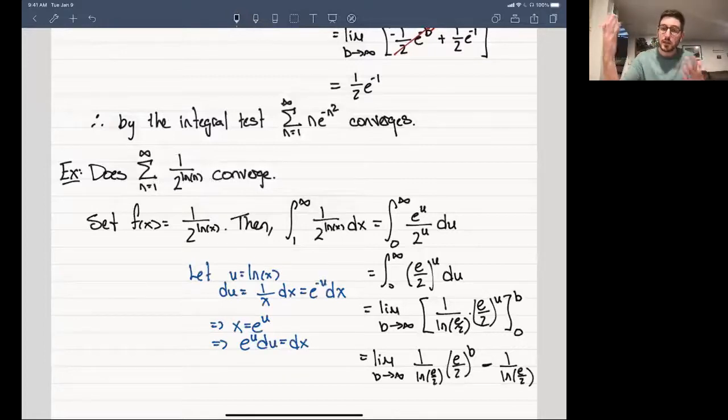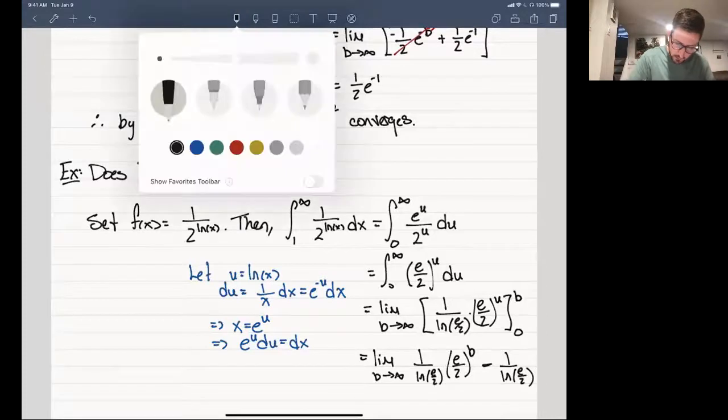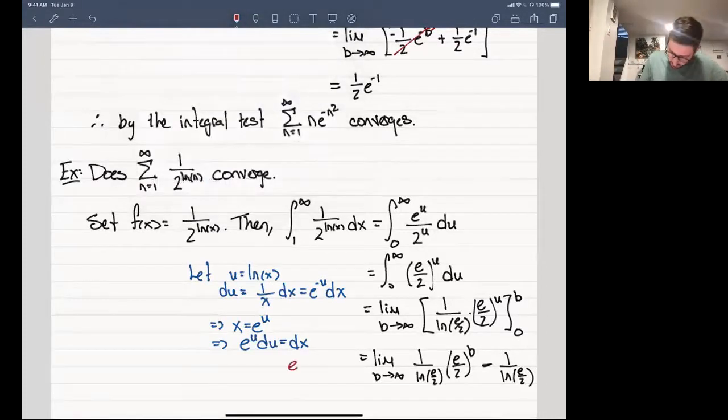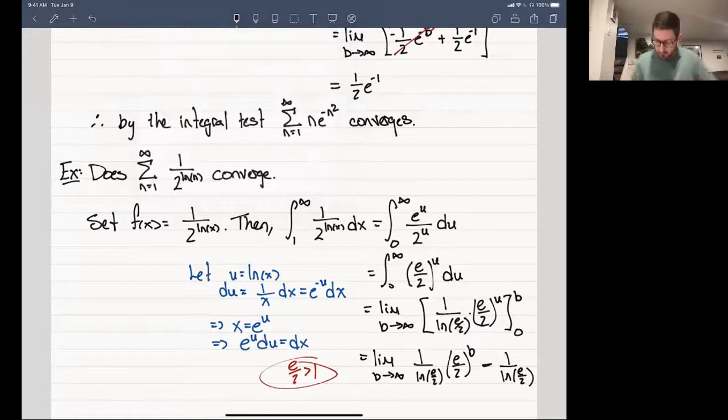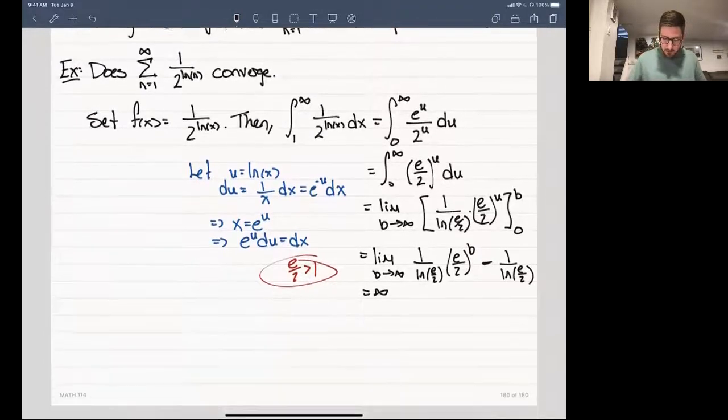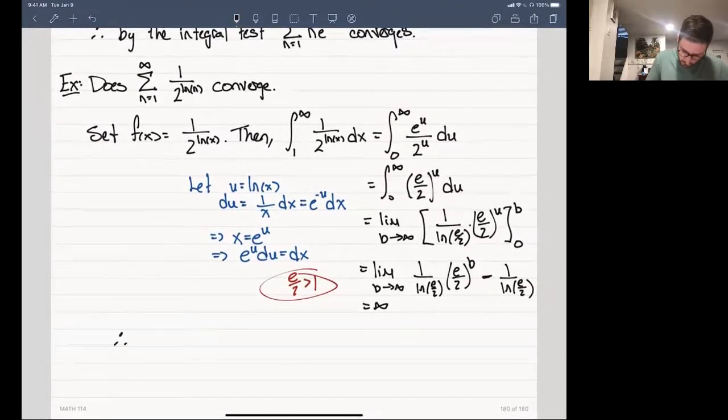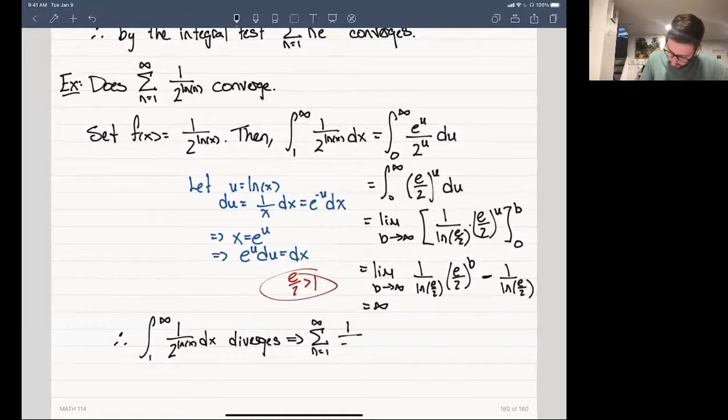But as I mentioned, e over 2 is larger than 1. So maybe we can put a little note: e over 2 is larger than 1. And so what that means is that taking successive powers of it goes to infinity. So this limit is infinity. And therefore, the integral of 1 over 2 ln x dx diverges, which tells us that the series must also diverge by the integral test.